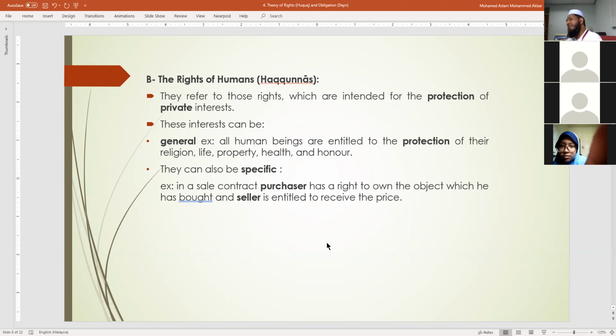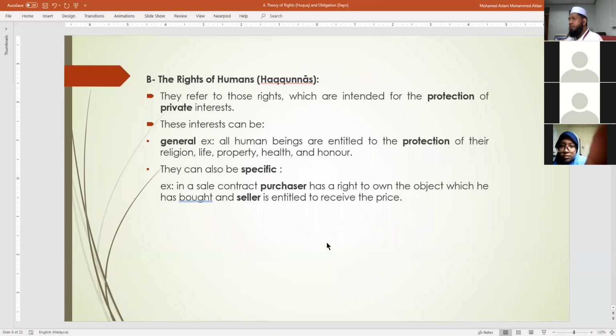For example, in a sale contract, the purchaser has a right to own the object which he has bought, and the seller is entitled to receive the price. This is simply what happens when you go and buy something: after you buy it, you pay the money to the seller.